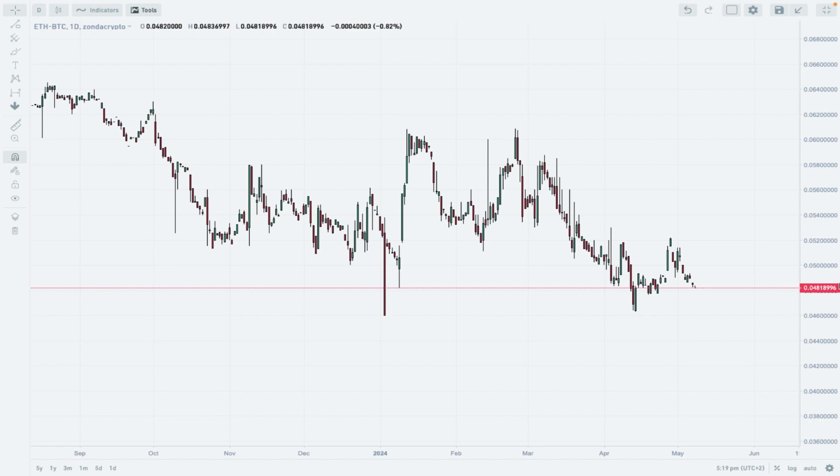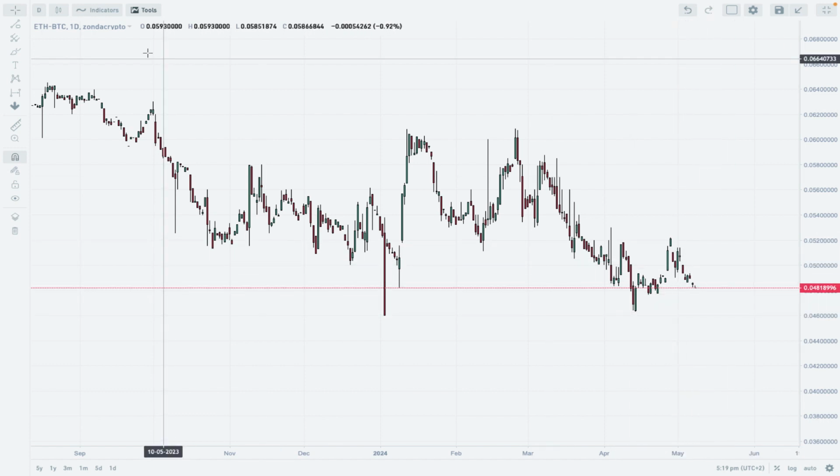Let's take a look at Ether to Bitcoin at Zondacrypto. This is a daily time frame chart from which, as you can see, we are using the Japanese candlesticks. So what do we have here on this chart? Basically, we can see that the Ether to Bitcoin is going lower.